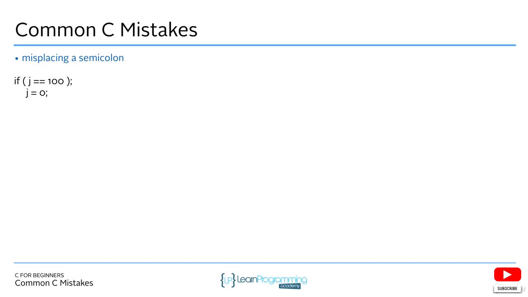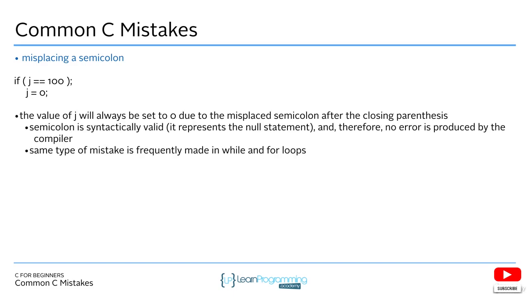In this case, we're misplacing a semicolon. We have an if statement, we put a semicolon at the end of the if statement. And this actually causes the behavior of the program to be completely different. This will actually compile. When you miss a semicolon and don't even have it included, it will not compile. But in this case, the value of j is always going to be set to 0 because the semicolon on the if statement was placed. So the semicolon is perfectly valid to have after the if statement. It actually represents the null statement. And therefore, you don't have an error by the compiler, but this will cause a problem because j will always be set to 0.